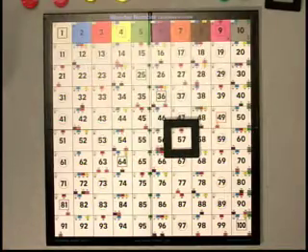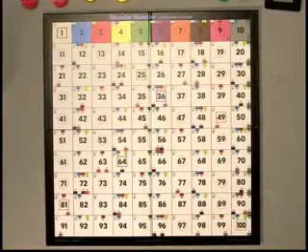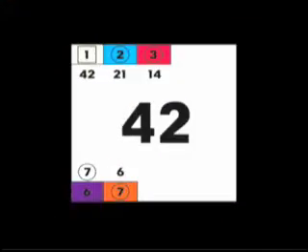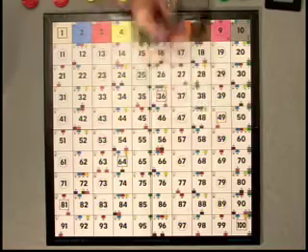Put a viewer on 57, we see that 57 is a multiple of 3 because 3 times 19 is 57. Another one would be 42. We have 3 times 14 is 42. So 42 is a multiple of 3. A third one would be 39 because 3 times 13 equals 39. And those are the multiples of 3.